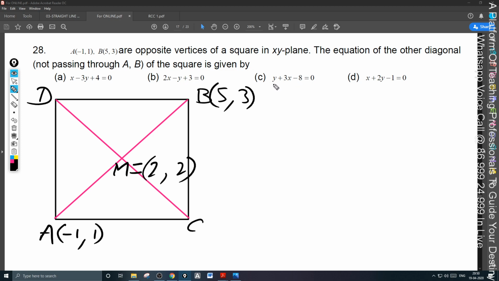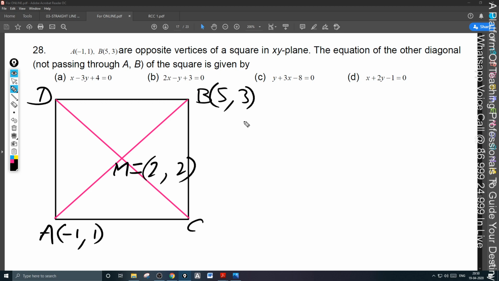And it is y plus 3x. This is 2 plus 6, 8 minus 8. This is also satisfying. So you got two answers here. Here also 2 plus 4. This is not satisfying. So answer must be either A or C.